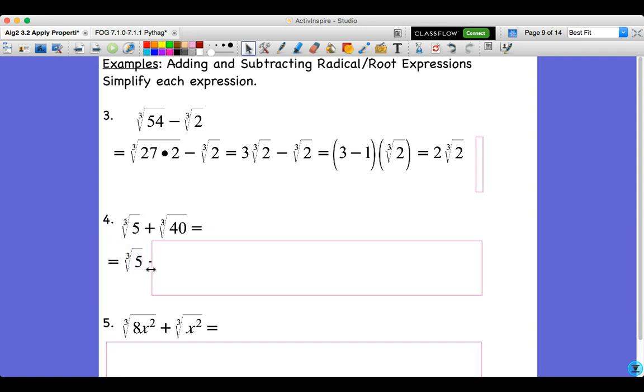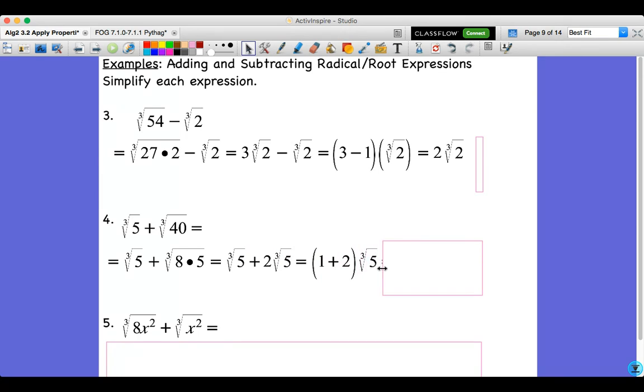We're going to rewrite, just bring down the cubic root of 5, and we're going to rewrite the cubic root of 40 as the cubic root of 8 times 5. The cubic root of 8 is going to be 2. So now we're going to have 1 plus 2 times the cubic root of 5, which gives us 3 cubic root of 5.